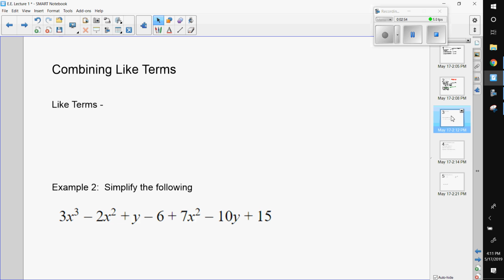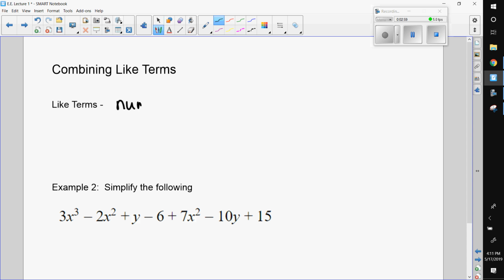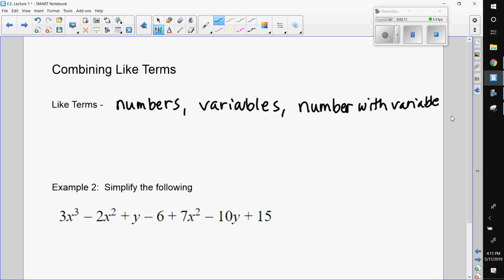The other thing that we need to discuss today is your like terms. So any numbers that can be combined, any variables, or a combination of both, numbers with a variable. Okay, and what you want to remember is that variables have to be of the same degree. So x and x is fine, x squared and x squared is fine, and then we can combine them together by adding and subtracting.